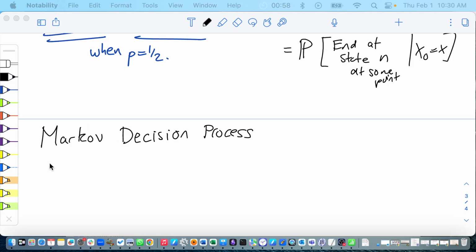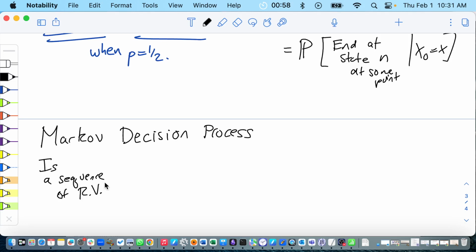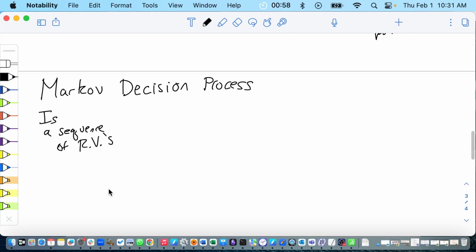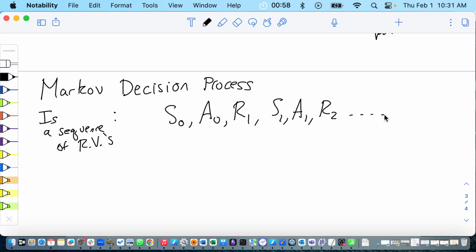So a Markov decision process is a sequence of random variables, RVs, not recreational vehicles, which is S0, A0, R1, S1, A1, R2, and so on. So you start at some state S0, you do some action A0, then you get some reward R1, then you move to some state S1, and so on. So St is the state at time t. At is the action at time t.